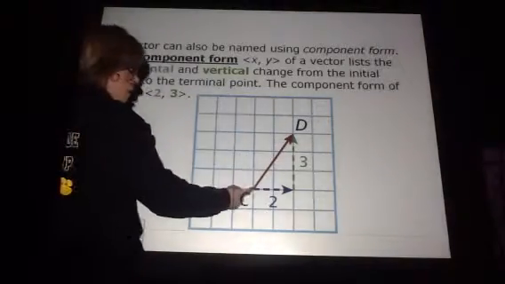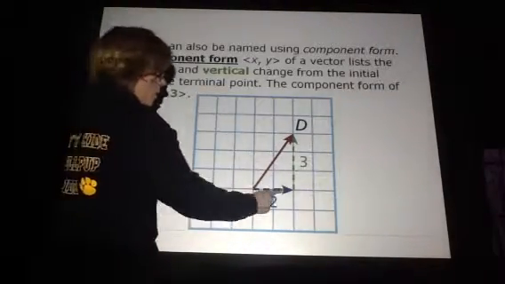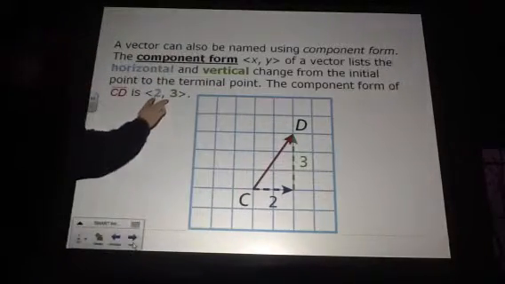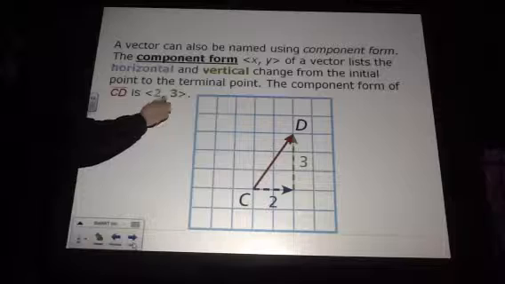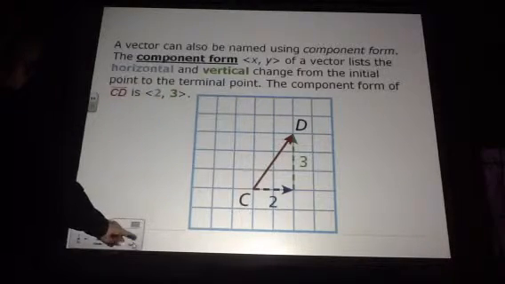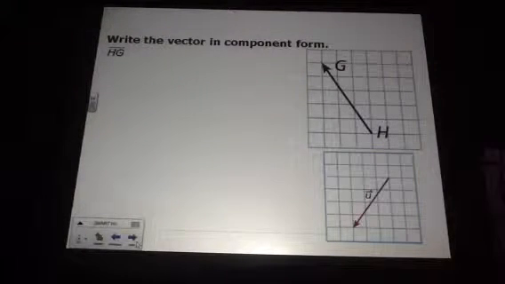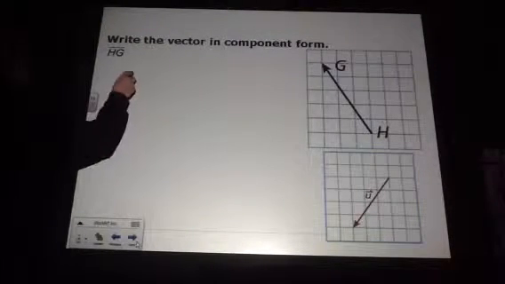Alright, so what you do here, this is vector CD, initial point, terminal point. Alright, we start at the initial point. We go horizontal, 2 units, vertical, 3. So the component form would be written <2, 3> with your symbols here. So let's write vector HG in component form, okay?